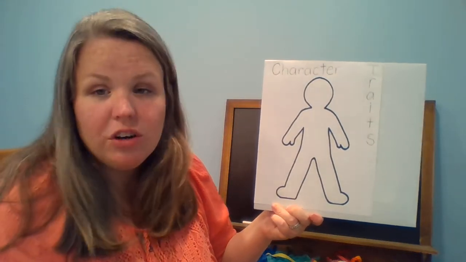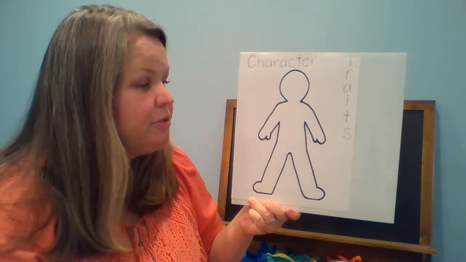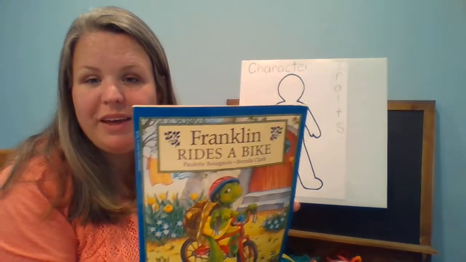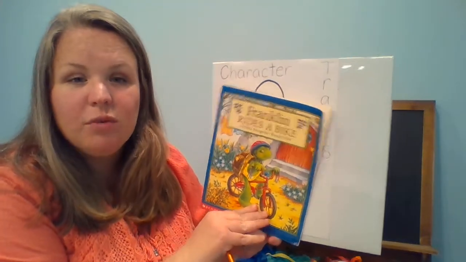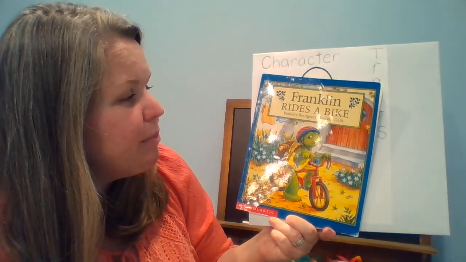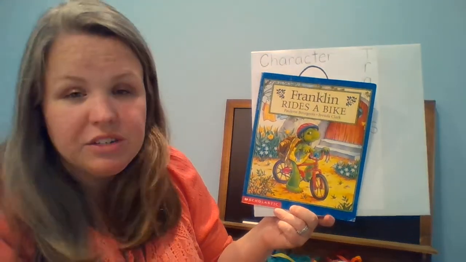When we fill in our chart, there are a couple of different charts that we can use, but for our first story, we're going to use this one. Now, our very first story together will be Franklin Rides a Bike. So hopefully you've heard this story or know Franklin from other stories or the show. But this is written by Paulette Bourgeau and Brenda Clark.